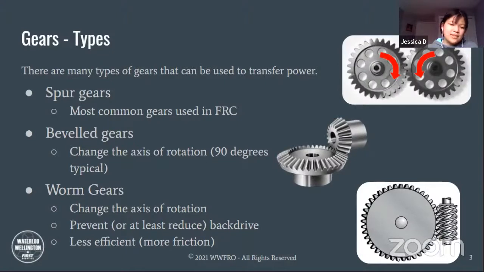Another interesting element of worm gears is that they can prevent or at least reduce backdrive. That's mainly because, as you can see in the image, the worm gear has a lot of points of contact with the other spur gear, so there's more friction, since more of the parts are in contact, and thus it is easier to prevent the gear from slipping or going in the direction you don't want it to. But a disadvantage of this friction is that we lose energy from the friction as heat energy, and thus the gear becomes less efficient.